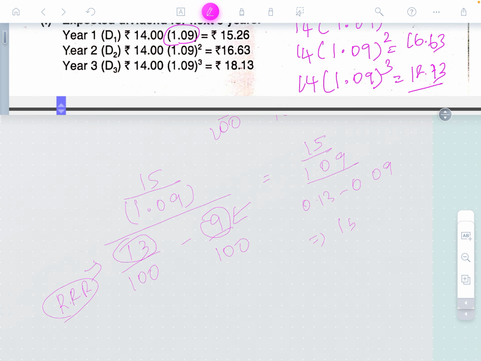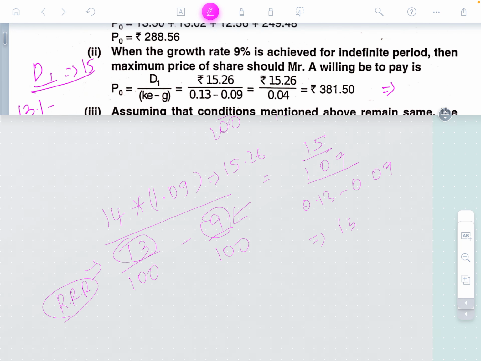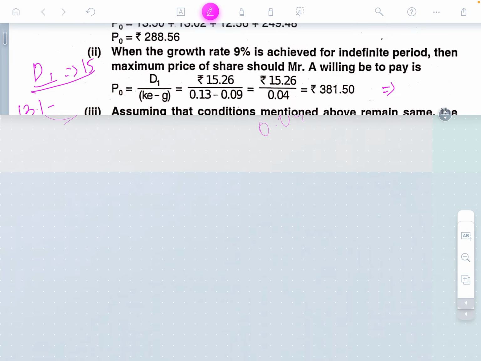So here, sorry, I am not calculating the expected value of return. I am saying the growth rate. Sorry, I confused it completely. I am saying that 14 is the dividend. What will be expected with growth as per 1.09? I will get 15.26. So 15.26 divided by 0.04, you get 381.50. So I will explain it correctly. I'm sorry for the disturbances.